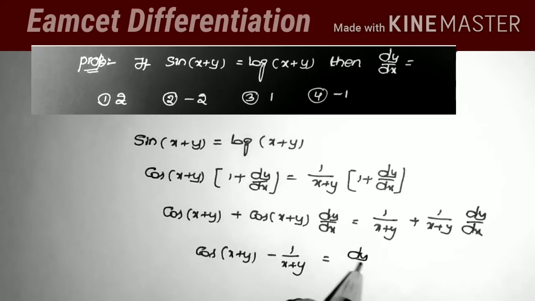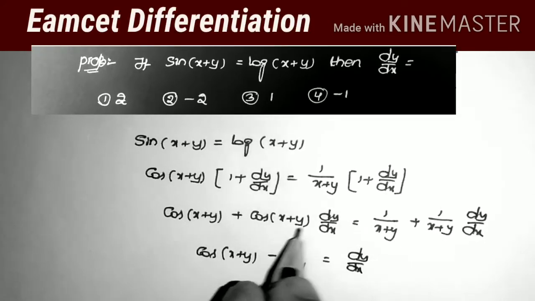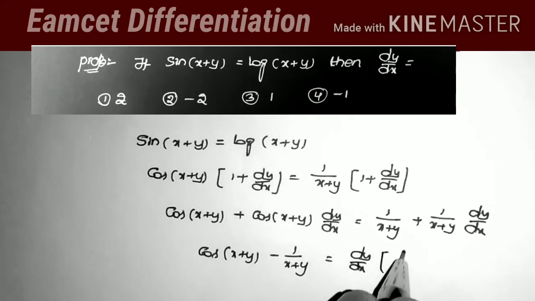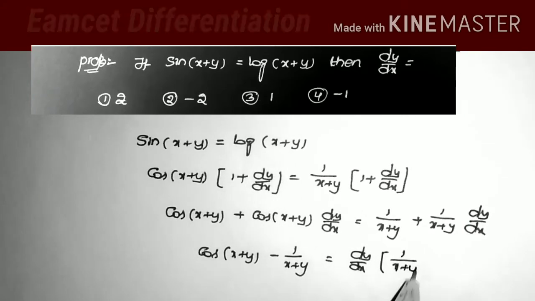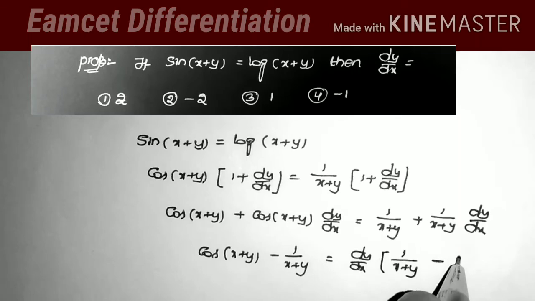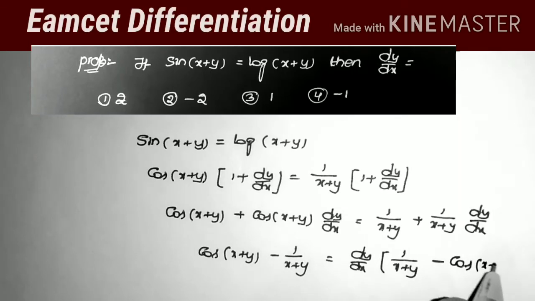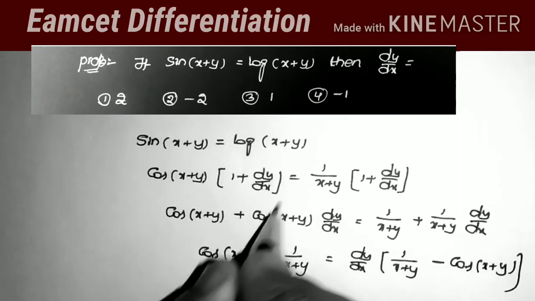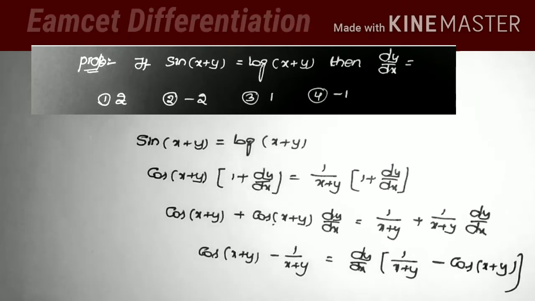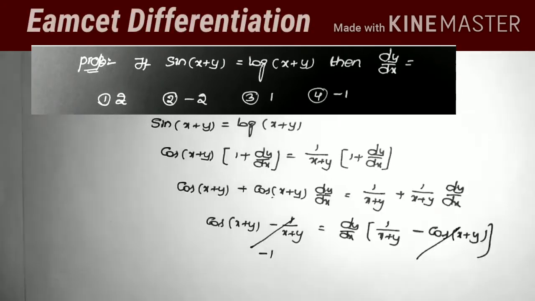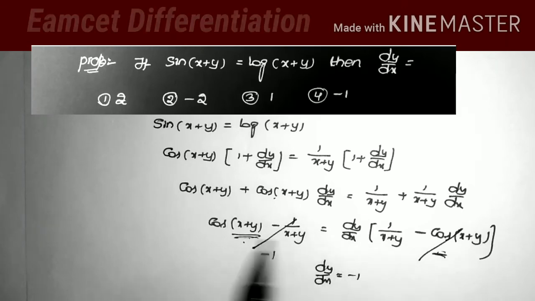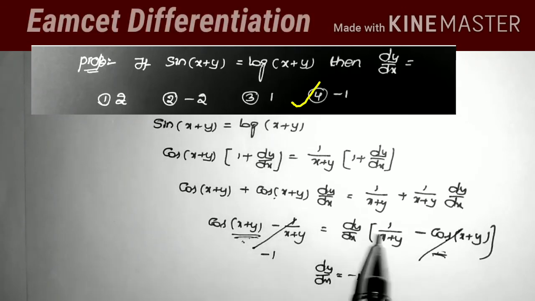Now taking dy by dx common and writing the remaining two terms, dy by dx into 1 by x plus y minus cos of x plus y. Just writing this value to this side and taking dy by dx common here. Now these two terms are cancelled and here we get minus 1. Therefore the value of dy by dx is equal to minus 1. That is the last option. These are the same terms with a minus difference. So the answer is minus 1. That is the last option.